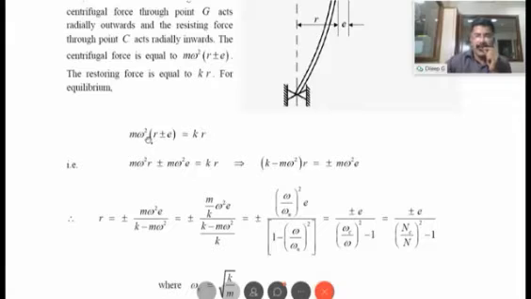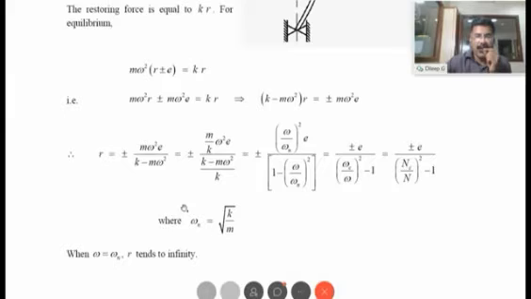Now, at a particular speed omega, m omega square (R plus or minus E) is equal to Kr. That is for equilibrium. If you expand it, m omega square R plus or minus m omega square E is equal to K into R. Taking the m omega square R term to the right hand side, it becomes minus m omega square R, and taking R outside, K minus m omega square into R is equal to plus or minus m omega square E, or R is equal to plus or minus m omega square E divided by K minus m omega square.